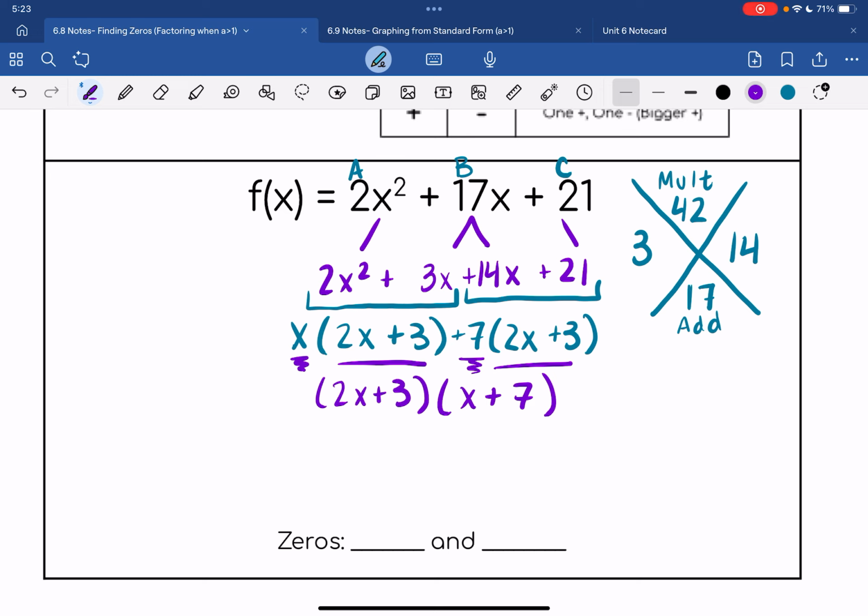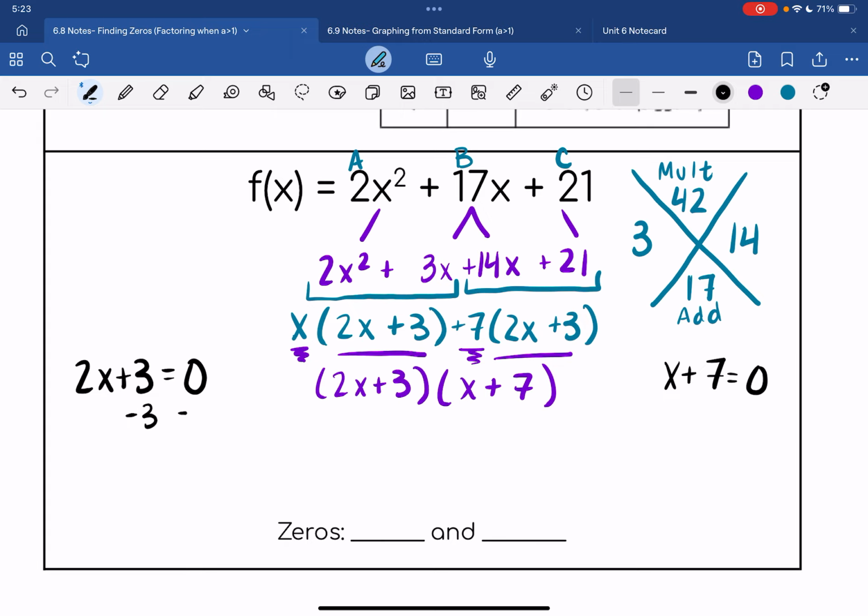We are going to take each of those factors and set them equal to 0 and solve. So we're going to take 2x plus 3, set it equal to 0, and take x plus 7, set it equal to 0. 2x plus 3 equals 0. We subtract 3 from both sides. We get 2x equals negative 3. And then we divide by 2, and we'll get x equals negative 3 halves.